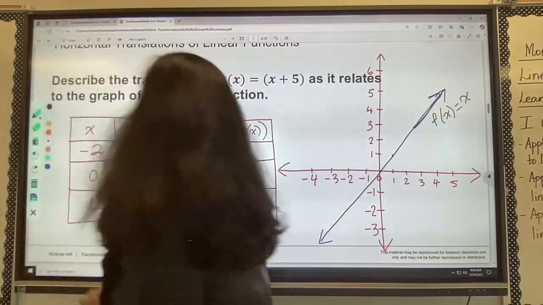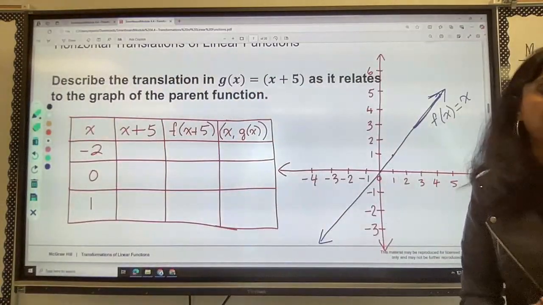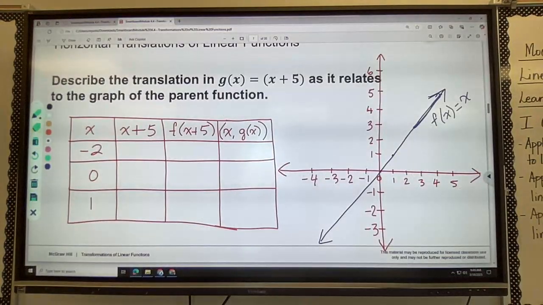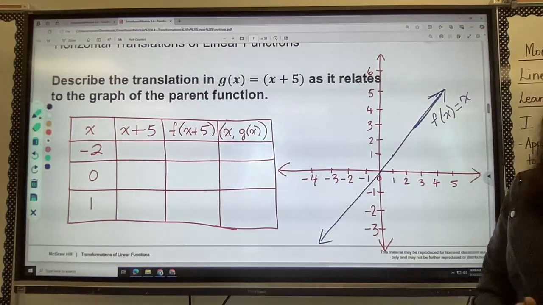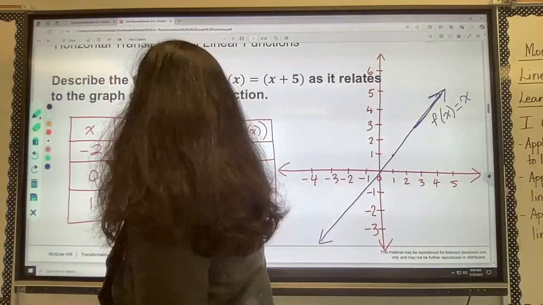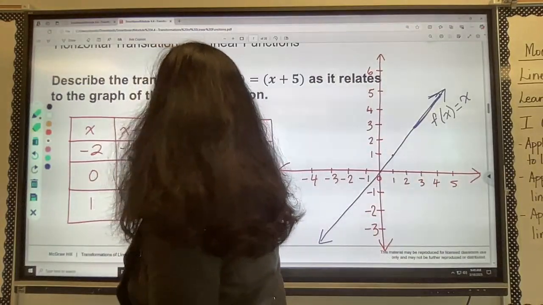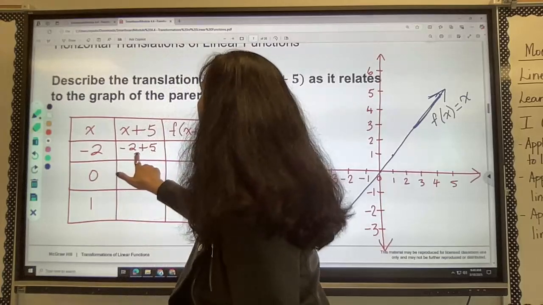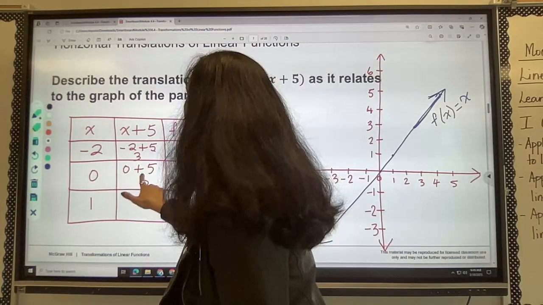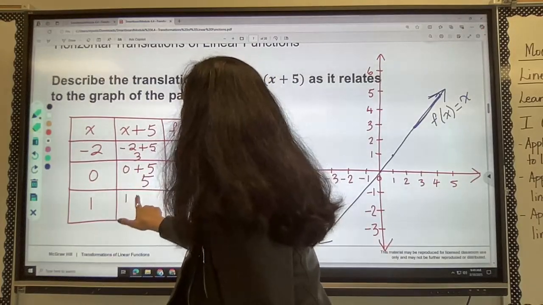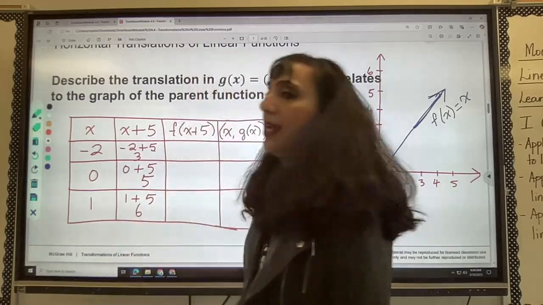0 and 1. These are the values that I am giving myself. Okay, so what is negative 2 plus 5? What do I get? Negative 2 plus 5 is going to give me 3. What is 0 plus 5? I'm going to get 5. What is 1 plus 5? I'm going to get 6.